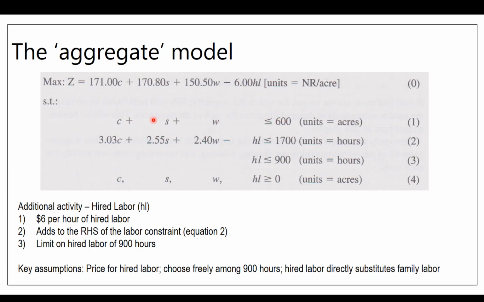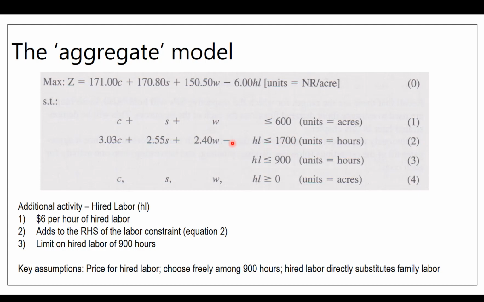This is the land constraint, the first constraint. It just says add up your corn, soybean, and wheat, planted, harvested, whatever you want to call it. That needs to be less than 600 units, or 600 acres. These are the requirements of labor. Each acre of corn requires 3 hours. For soybeans it's 2.5, and for wheat it's 2.4. That's the usage rates of labor. And the right hand side here is 1,700 units of labor.